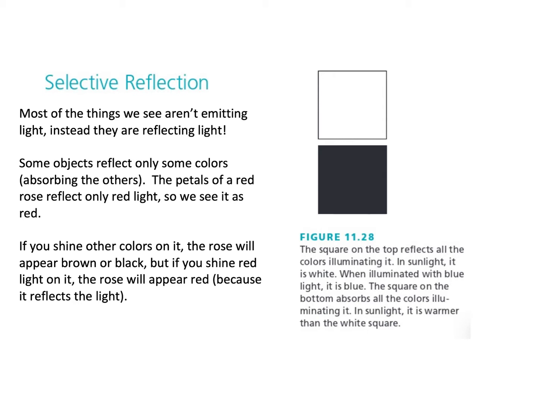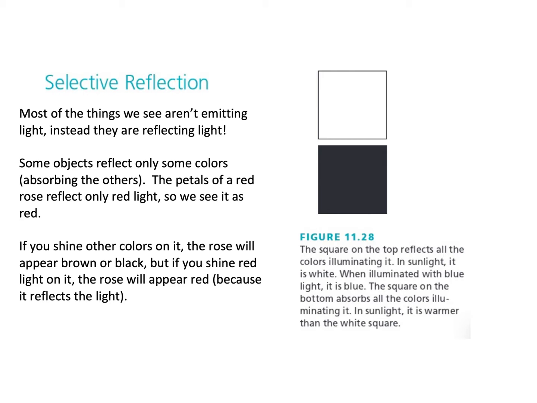Now, most of the things that we see in the world are not emitting light. Instead, they're reflecting light. Now, if you look up, the sun is actually emitting light. If you're looking at a campfire, the campfire is actually emitting light. But if you're looking at a tree, the tree is not emitting light. Instead, what's happening is the sunlight is coming and it's hitting the tree and reflecting off of it, and you're seeing the light that's reflected from the tree.